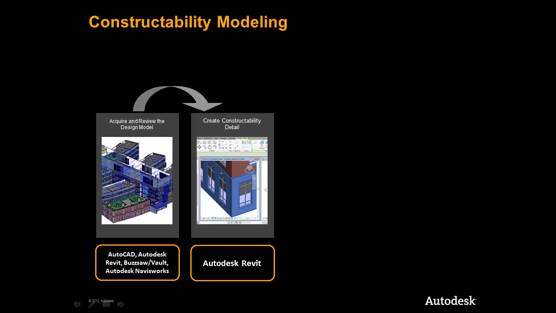Next, we'll look into how to leverage Autodesk Revit to create the construction detail needed within the models. We will explore efficient ways to reference the design models as a backdrop and create the parts and assemblies needed to add the construction-specific details.